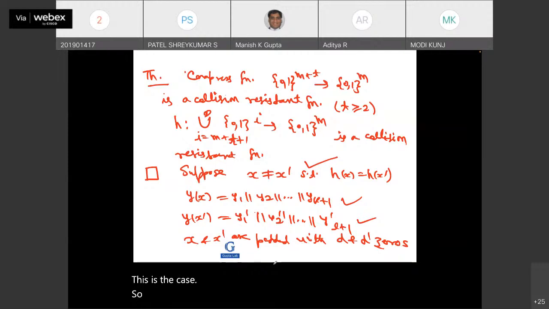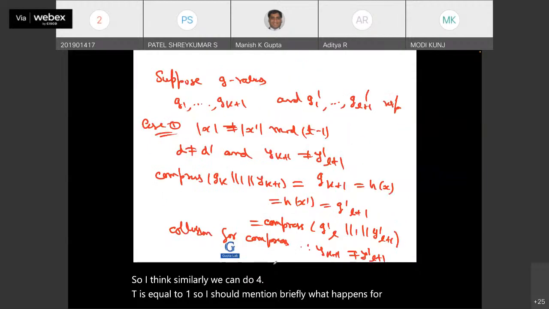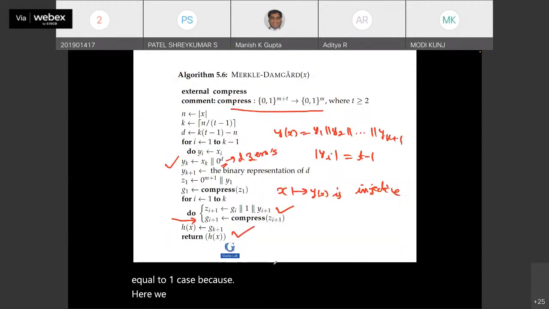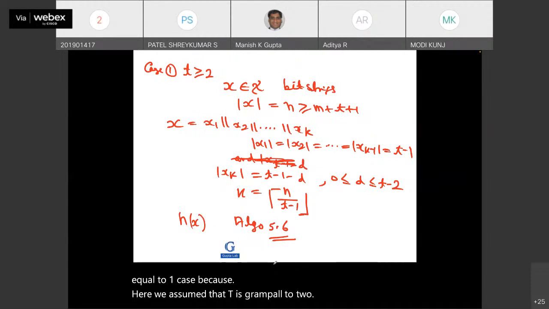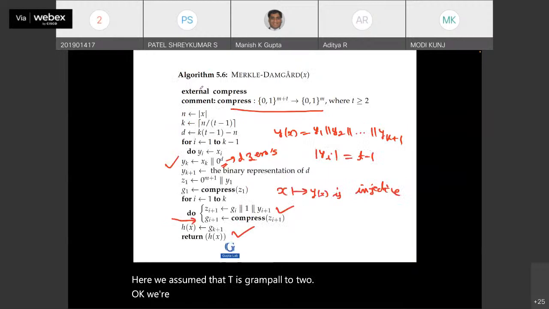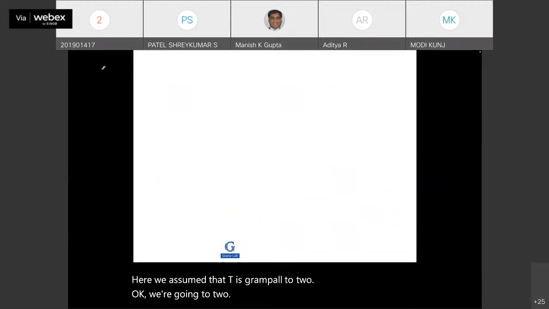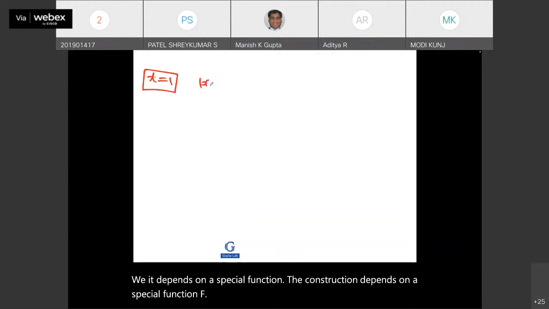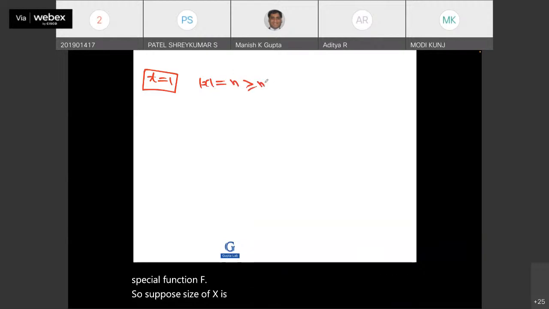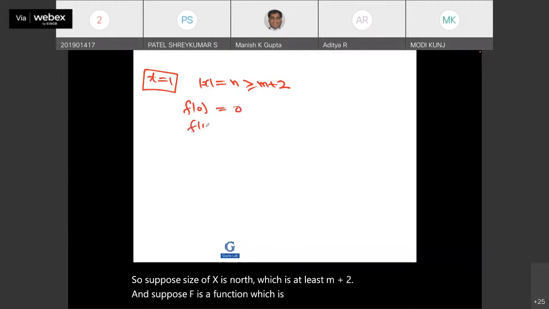So I think similarly we can do it for t is equal to 1. I should mention briefly what happens for the t is equal to 1 case, because here we assumed that t is greater than or equal to 2. In case t is equal to 1, the construction depends on a special function f. So suppose size of x is n, which is at least m plus 2. And suppose f is a function where f0 is 0 and f1 is 0 1.